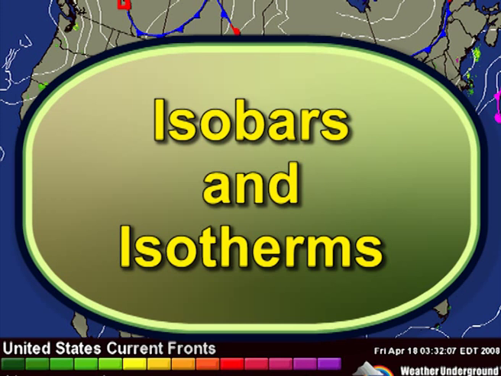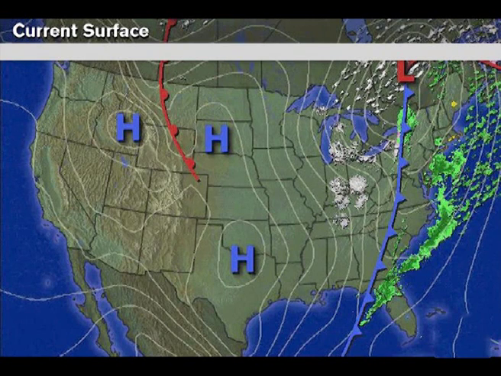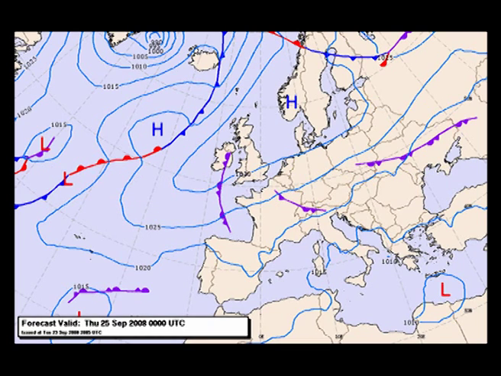Isobars and isotherms. Isobars and isotherms are lines on weather maps which represent patterns of pressure and temperature respectively. They show how temperature and pressure are changing over space and so help describe the large-scale weather patterns across a region in the map. What is an isobar? Isobars are lines of constant or equal pressure on a weather map.